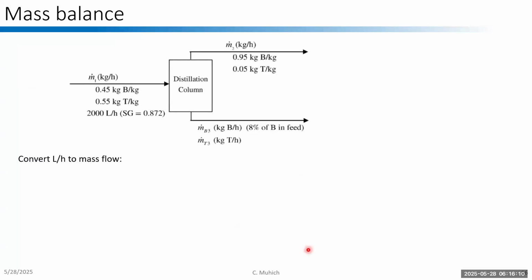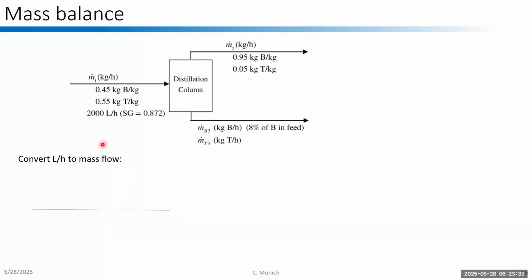Okay, so now that we've constructed our diagram, we can start in on doing the mass balance. To do this, I need to know one of these masses. And I don't directly know that, but I do know the volumetric flow rate, right? So how much volume is coming in per hour. Therefore, I need to convert this 2000 liters per hour into mass, right? I need to convert it into something that's conserved. Mass is conserved. Volume is not conserved.